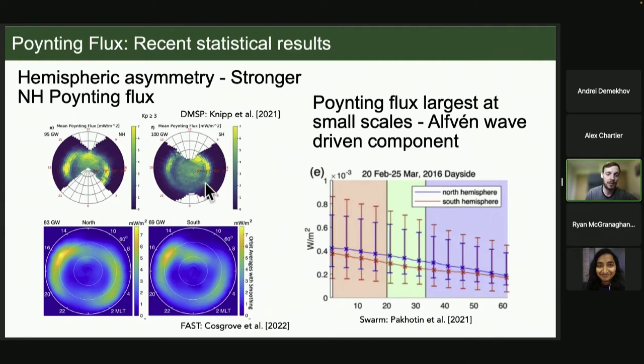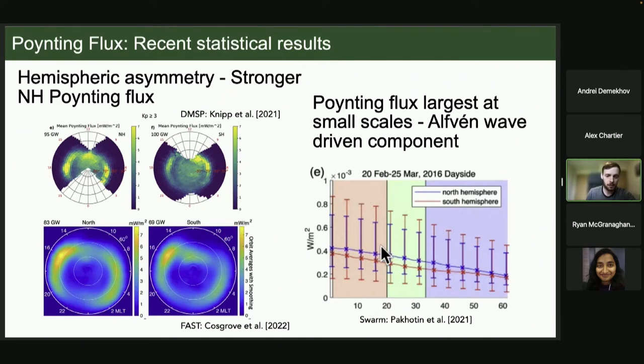First, there's this realization that there's asymmetry between the Poynting flux in the northern and southern hemisphere. Knipp et al. showed this with DMSP statistics, and so did Cosgrove et al. with FAST data. And I think they're talking this afternoon, so I won't spoil too much of that. The crux of that, though, is there's more Poynting flux coming into the north than in the south, probably because of conductivity differences caused by magnetic pole offsets from the spin axis.